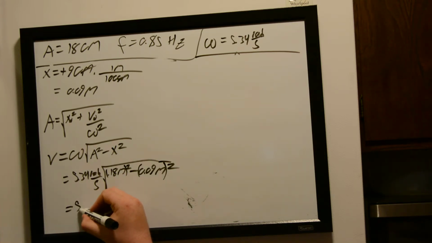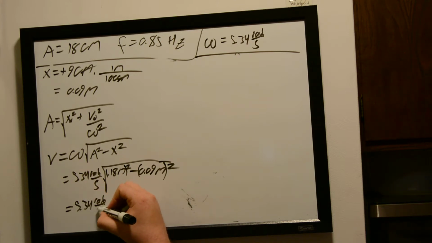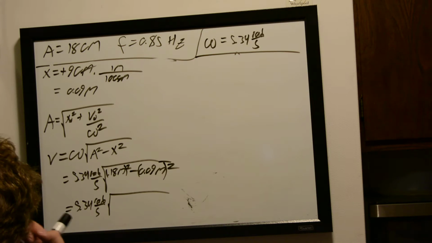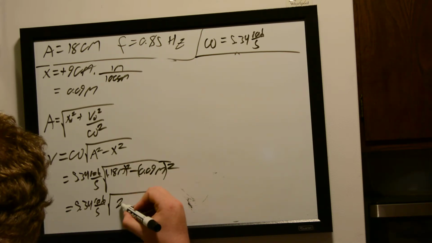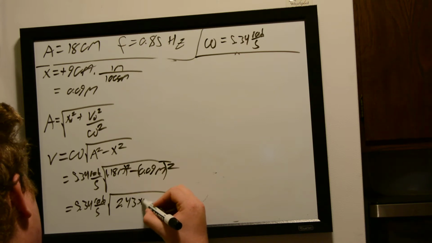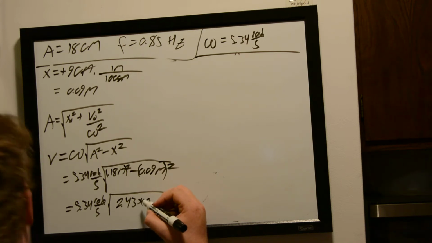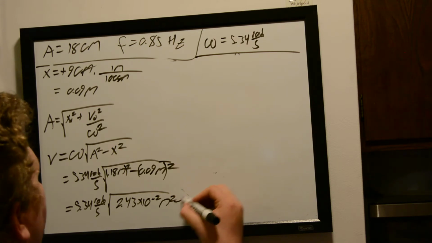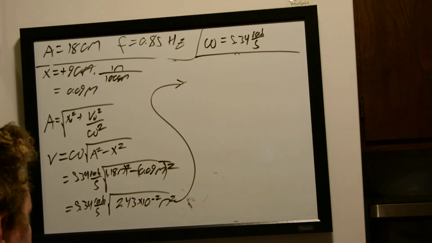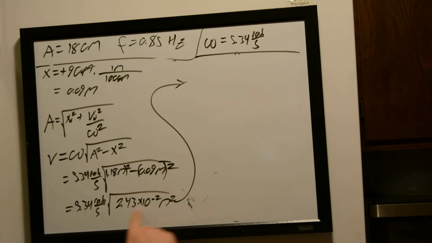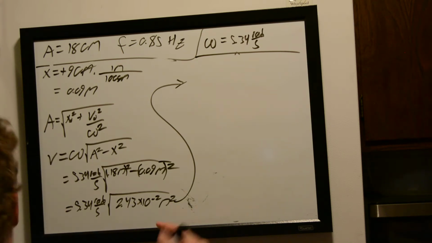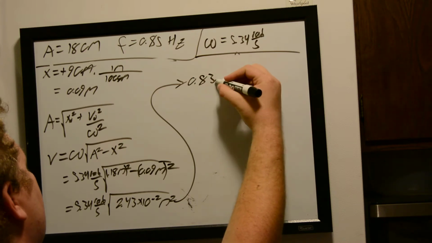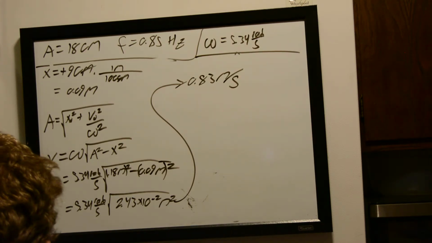So that's going to be our 5.34 radians per second times the square root of 2.43 times 10 to the negative 2 meters squared. And then when we do this square root here, that's going to take that down to meters, and the final product will give us meters per second, which is what we're looking for, so we know we're on the right track. So that velocity, once we go through all this math, is going to be 0.83 meters per second.